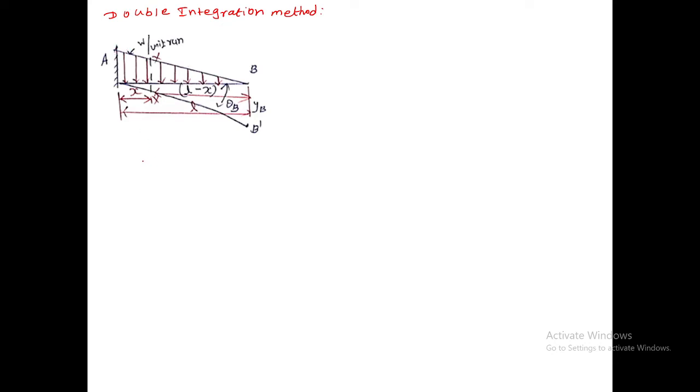Okay. So the length of the beam is L. The section is at distance x. So from B to the section x, the distance is L minus x. First, to find the load, the varying of load.